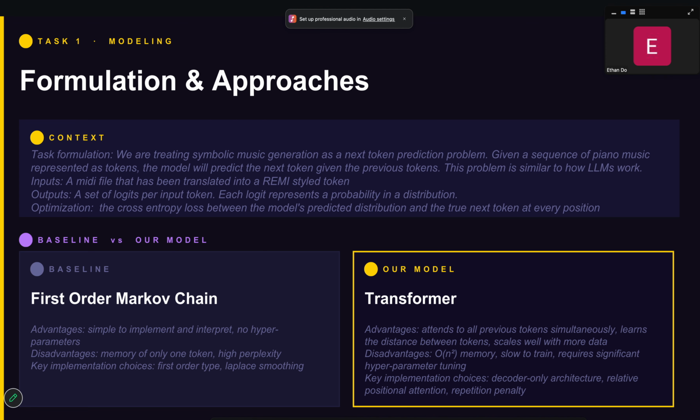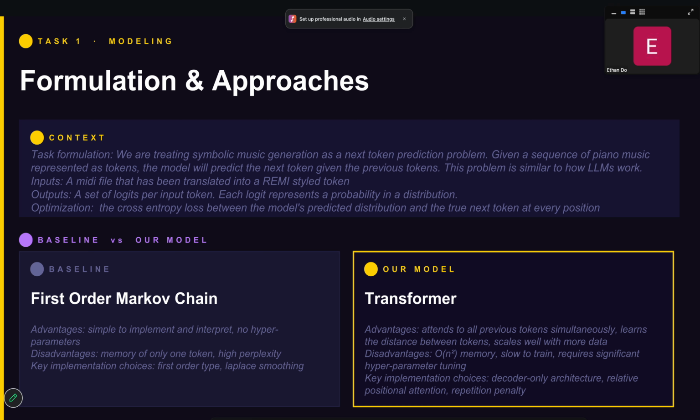So next is the modeling. For our task formulation, we treat music generation as a next token prediction problem, similar to how large language models work, except with music instead of text. The MIDI file is the input, and it's converted into the tokens mentioned earlier, where there are 6 consecutive tokens: position, pitch, velocity, direction, duration, and tempo. The model will then output a 268-dimension logit vector representing the confidence about which token comes next. We optimize this using cross entropy loss against the true token in a validation set.